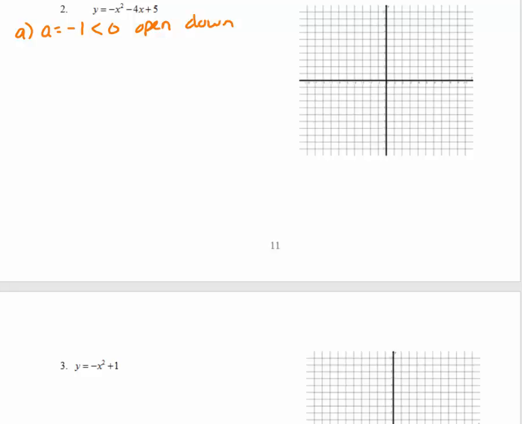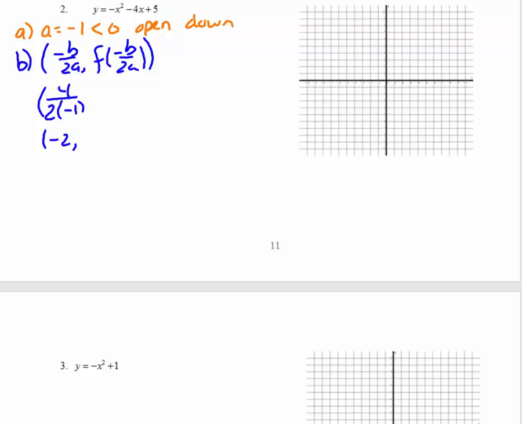Part B says let's find the vertex. Well, we have to use the formula of opposite of b over 2a, and then plug that number back in to find the y part of the vertex. So opposite of negative 4 would be a positive 4, all over 2 times a, and a is negative 1. So I end up with a negative 2 as the x part of my vertex.